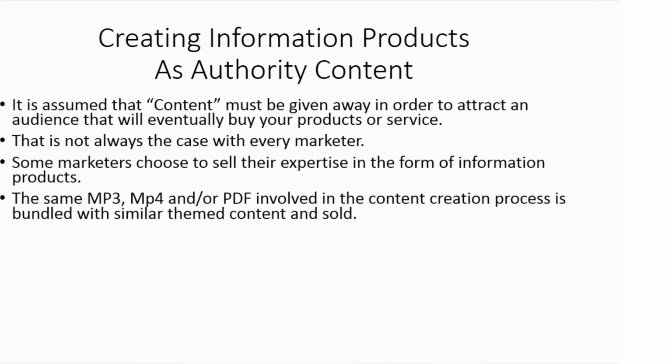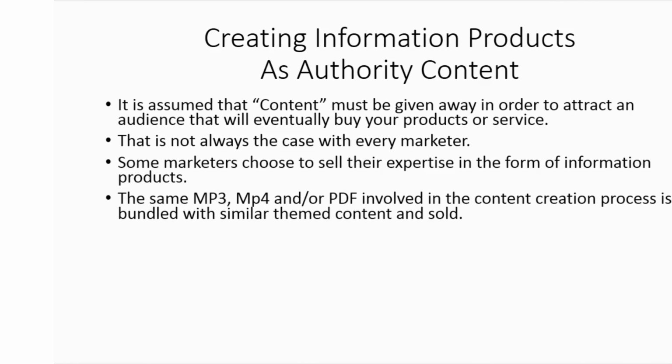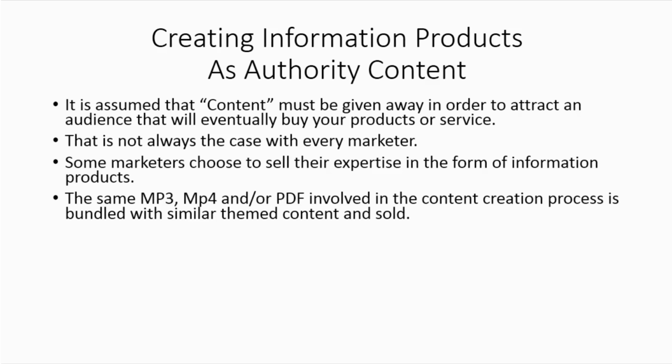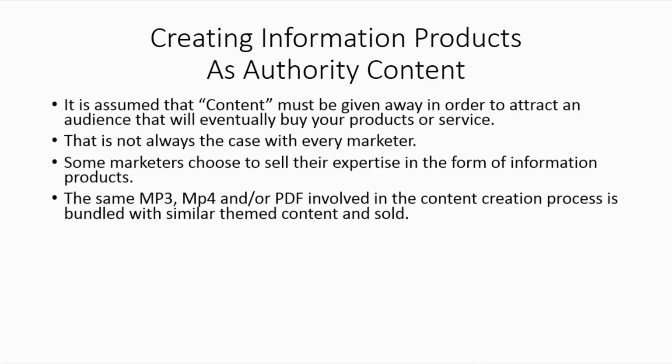Now, the same PDFs, the same MP3s, the same MP4s that we've been talking about with respect to the content creation process can be bundled together with similar themed content and then subsequently sold. And this is what an information product is. It's basically all of the same content that we've been talking about creating, except we're going to bundle it together. We're going to make sure it's relevant according to a theme, and then we're going to sell it to the people who are actually looking for the information.